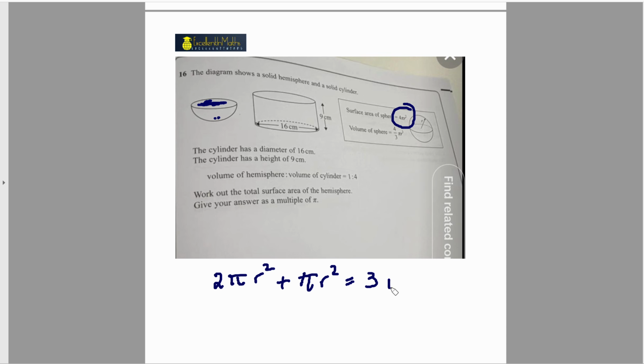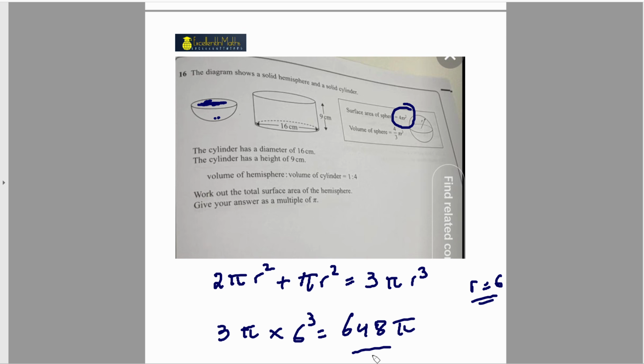That's going to give me 3 pi r squared. You substitute 6 here, since we said r is 6 for the hemisphere. So 3 pi times 6 squared, which is 3 times 36... 3 times 216, which is 648 pi. He wants it in terms of pi, so you can leave it like that.